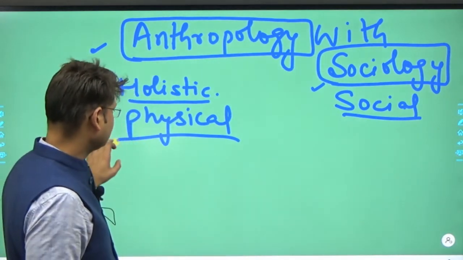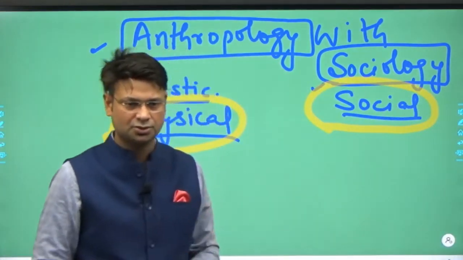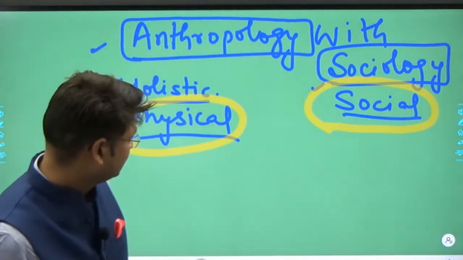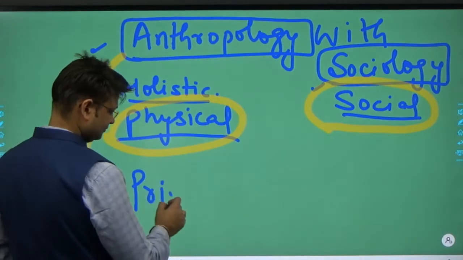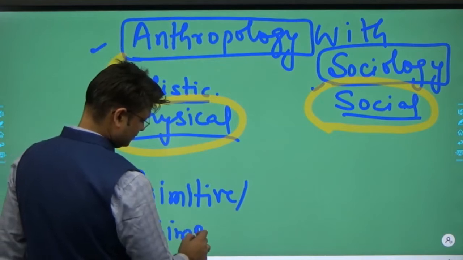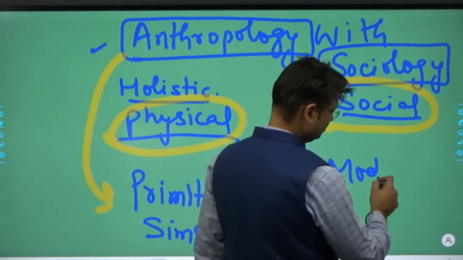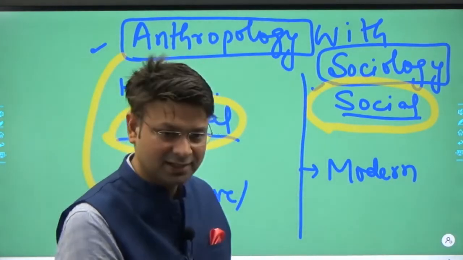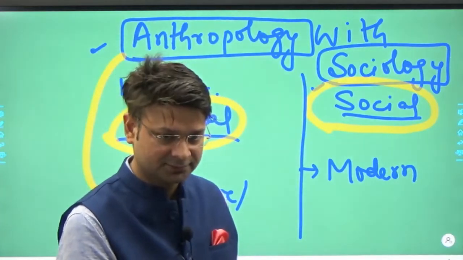So the biological aspect is not ignored, but here its focus is on society, social institutions, social networks, social structure, role and status. Anthropology's focus is on primitive, simple societies. Sociology is mainly concerned with modern society, our society that we live in. It tries to understand gender relations, caste, and other considerations related to our society.